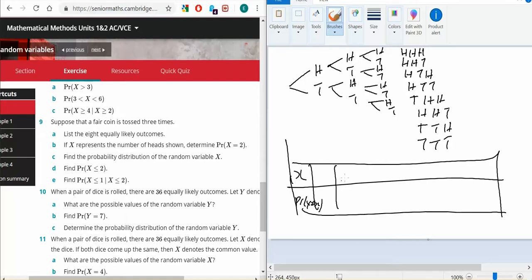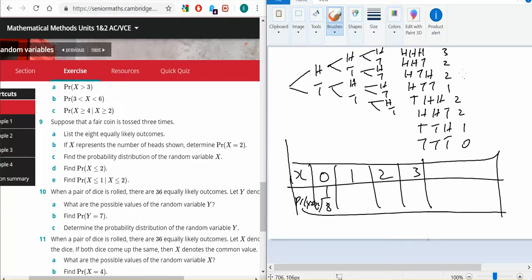We can have 4 different values of X: 0 heads, 1 head, 2 heads, or 3 heads, and nothing more. All I'm trying to do is find the probability of no heads. So how many heads do we have here? We have 3 heads, 2 heads, 2 heads, 1 head, 2 heads, 2 heads, 1 head, no heads. Out of the 8 possibilities, how many no heads do we have? We have 1 out of 8.